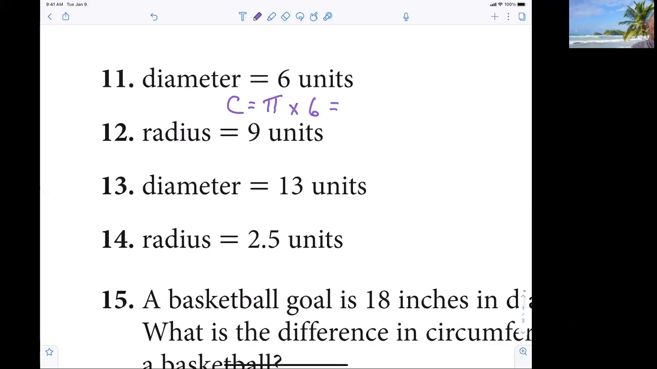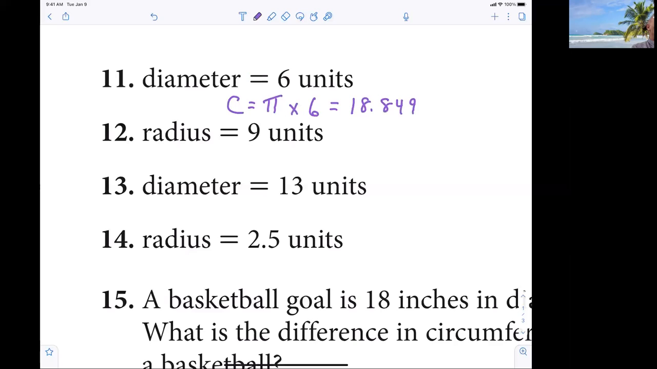Are you using the pi button on your calculator, or are you using 3.14? So I need three decimal places. 8.4 what? I'm happy with that. No, I want three decimal places.